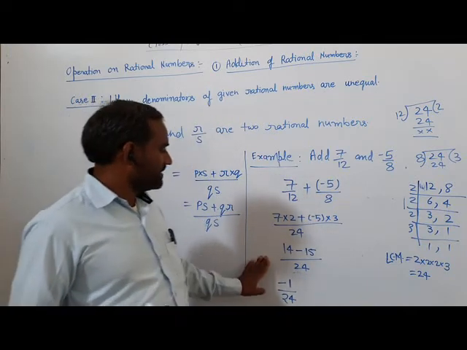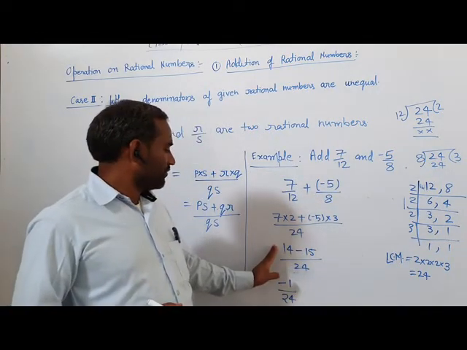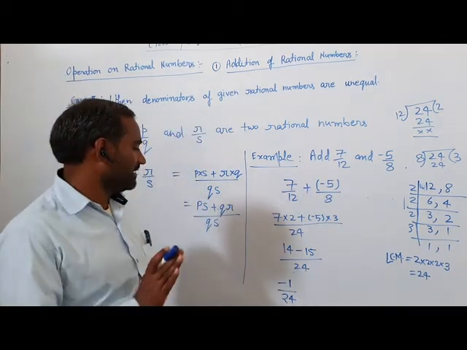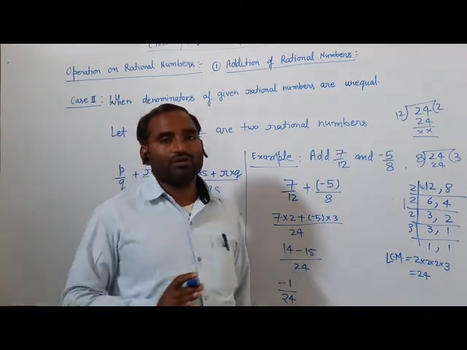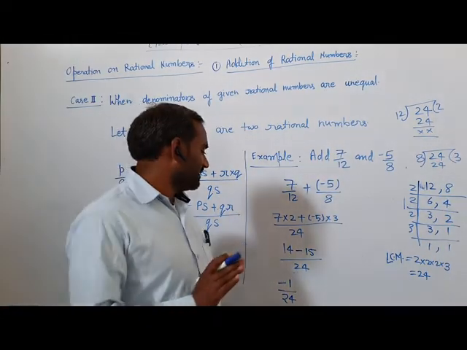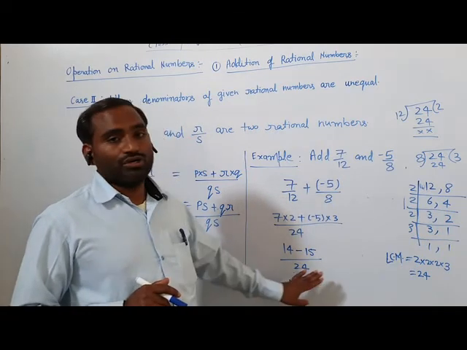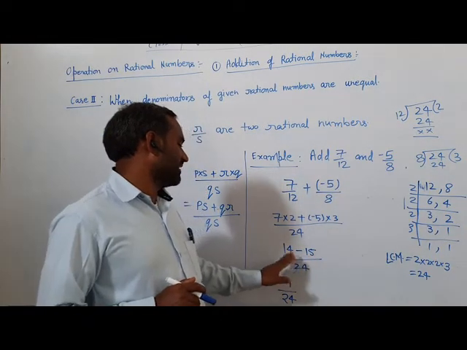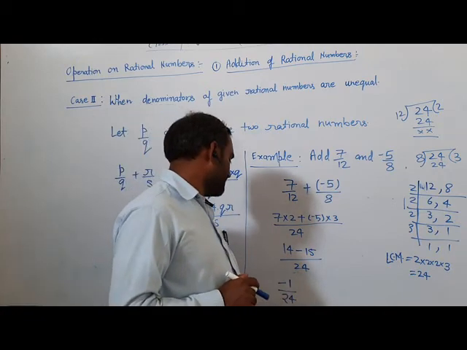So we see that there are two numbers, 14 and 15. Before 14 is plus, before 15 is minus. When opposite signs are given, because here is plus, here is negative, before the larger number, the sign which is present, we have to write that sign. Before 15 there is minus. So our next step, we subtract the smaller number from the greater number. 15 is greater than 14, so we subtract 14 from 15 to get 1. So this is the answer.